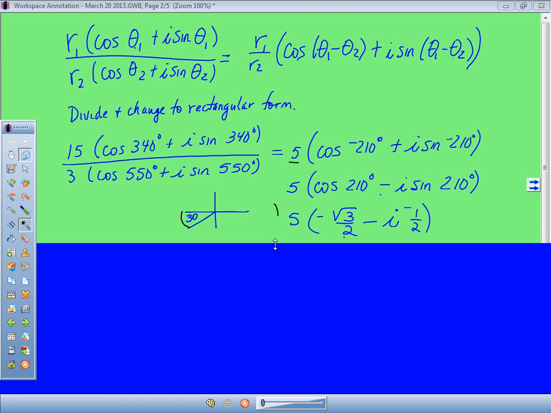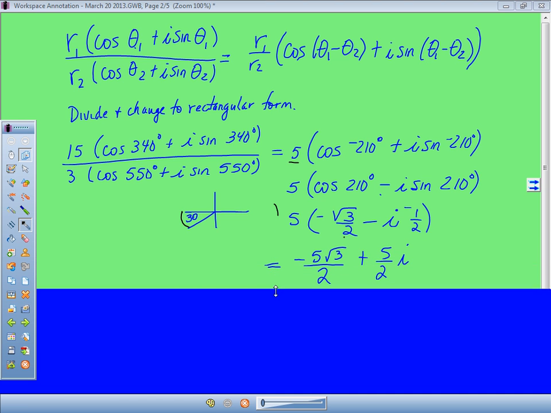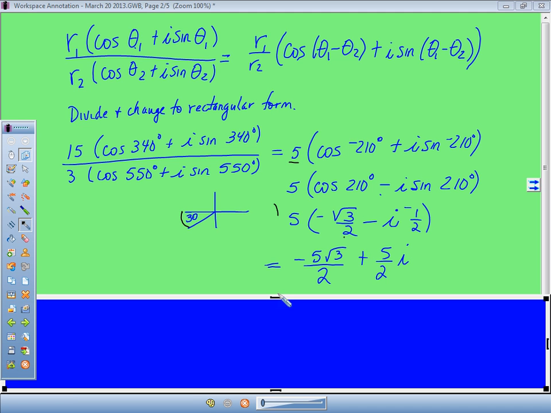All I did then at the end was I distributed the 5 to both parts, and since 5 won't cancel with the 2, we're stuck with the fraction still, and we ended up with negative 5 square root of 3 over 2 plus 5 halves I. And that, in a nutshell, is division.